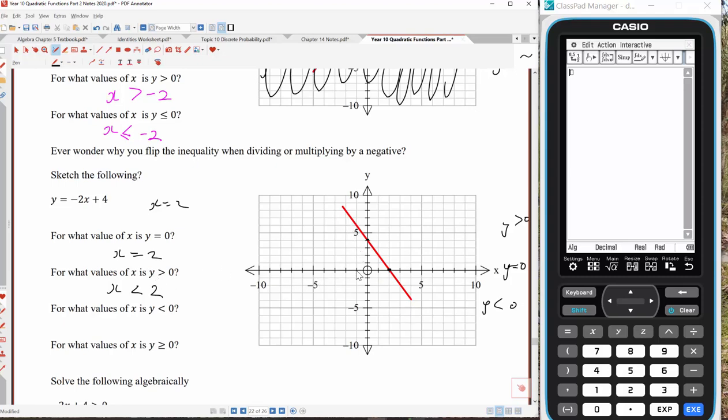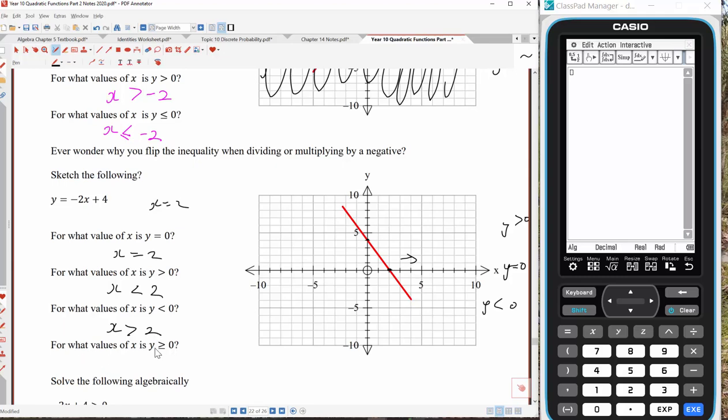So if you check it out, if you sub in 0, which is less than 2, negative 2 times 0 is 0, 0 plus 4 is 4. The y value is more than 0. What values of x is y less than 0? All right, it's less than 0 for all the values of x larger than 2. For example, 3, 4, 5, etc. All of them will give you a y value of less than 0. So we're going to say that x is greater than 2.